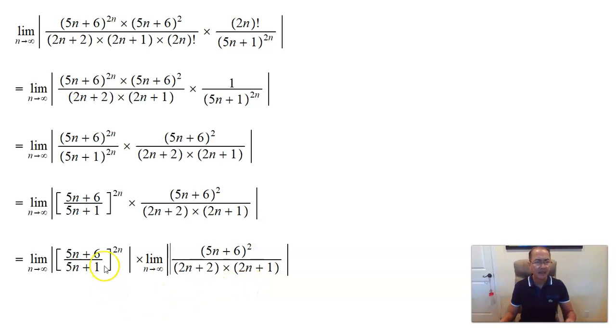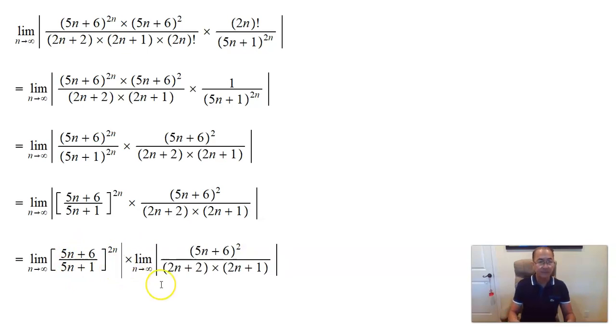There we go. Oh, absolute values. Do we really need the absolute? That's positive, positive, everything's positive. So yeah, we need that limit multiplied by this limit.